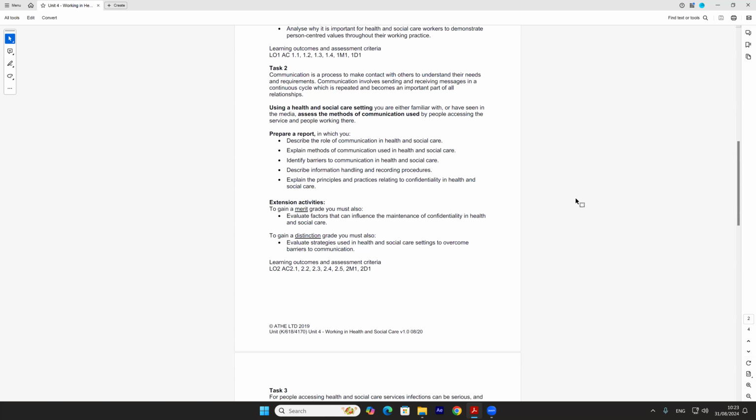Then we have non-verbal communication. Body language, facial expressions, and gestures are all forms of non-verbal communication that can convey empathy, understanding, and reassurance. For example, a smile or a nod can show that you are listening and understand what the individual is saying. Then we have written communication.